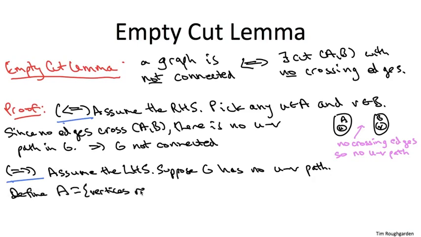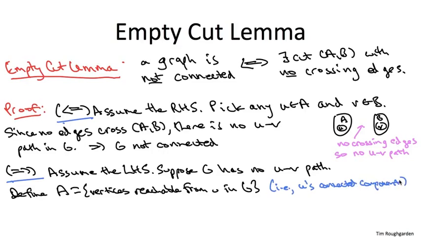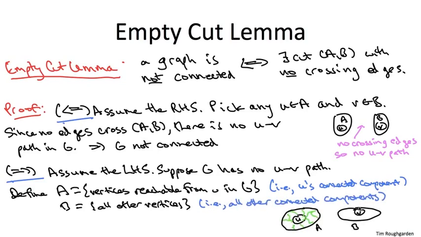We define the set of vertices capital A to be those reachable from U in the graph G. Another way to think about this is that capital A is simply U's connected component in the sense that we discussed in part 1 of the course. Now, because we want a cut and a cut is a partition, we better put in the group capital B all of the vertices that are not in A. If you like, this is all of the connected components other than the one that contains U.